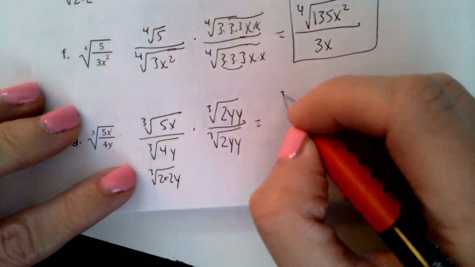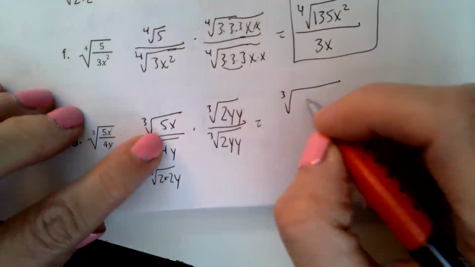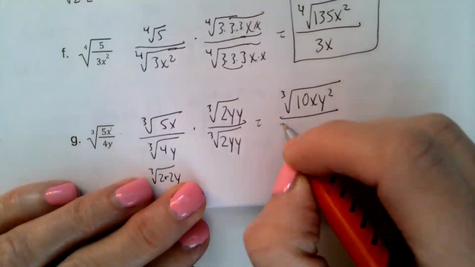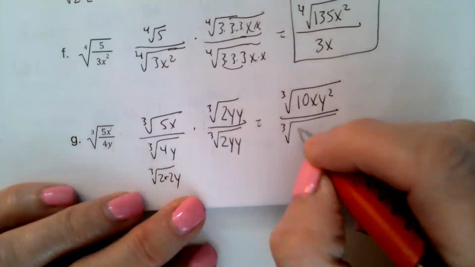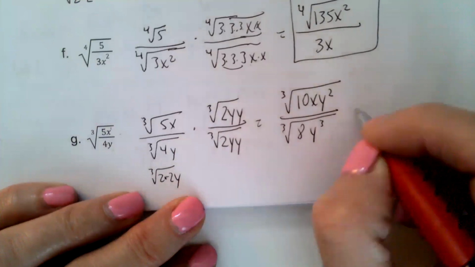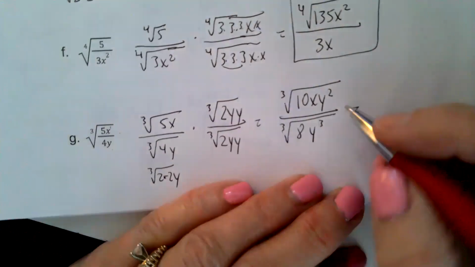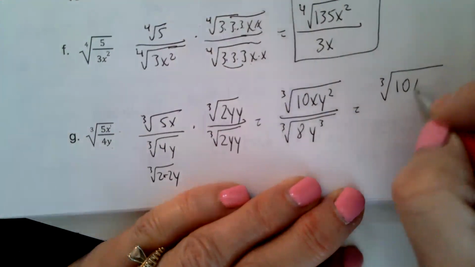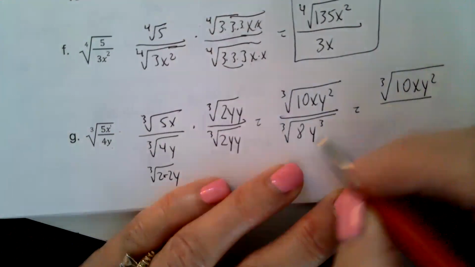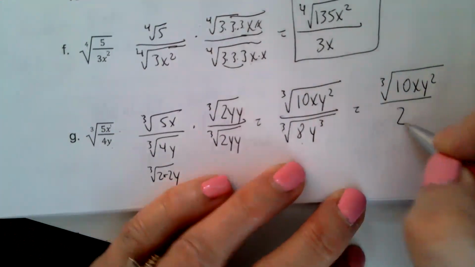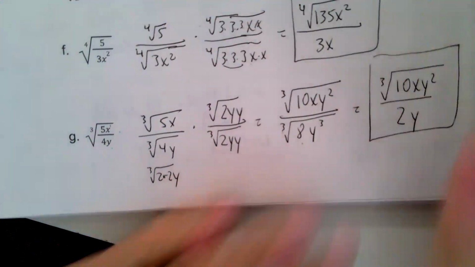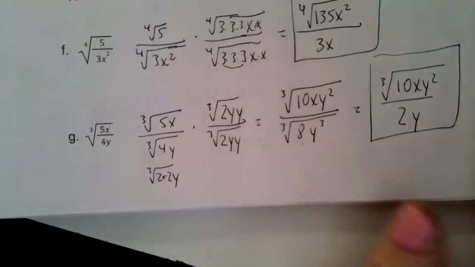So in the numerator, I have the cubed root of 5 times 2 is 10xy squared over the denominator is the cubed root of 8y cubed. And we did that on purpose. The numerator is just the cube root of 10xy squared over the cube root of 8 is 2. And the cube root of y cubed is just y. So the rationalizing business gets a little tricky.